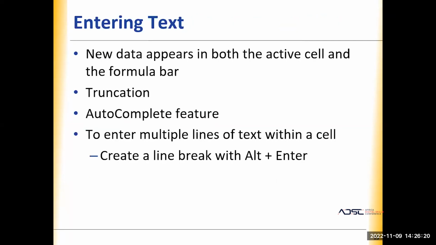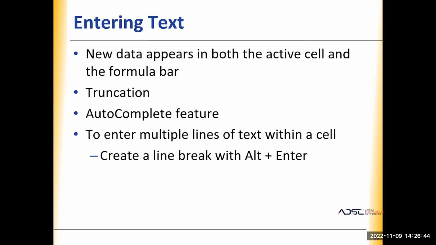Then entering the text. New data appears in both the active cell and the formula bar. When you are entering something, it appears in the active cell, which is the cell in which you are doing your typing, and also in what we call the formula bar. Then we also have what you call truncation.